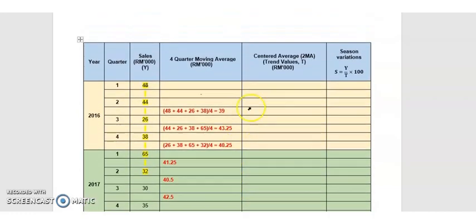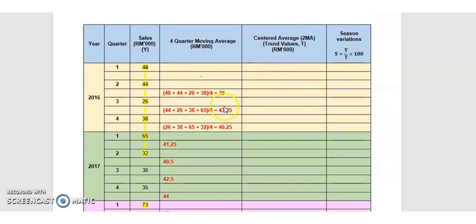Okay, now the trend value will be based on the 4 quarter moving average. Okay, now look at the 4 quarter moving average. So here the trend value will be the 2 moving average from the 4 moving average. Okay, 1, 2, 1, 2, you plus this 2 and then divide by 2. So 1, 2, the center will be here. So what is the average?